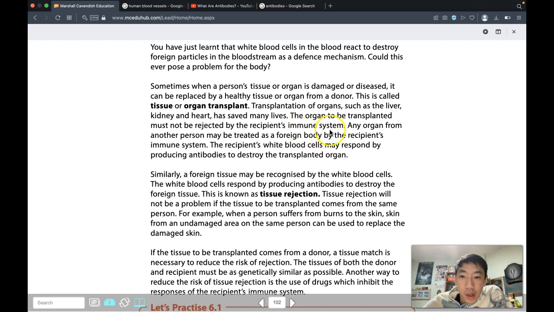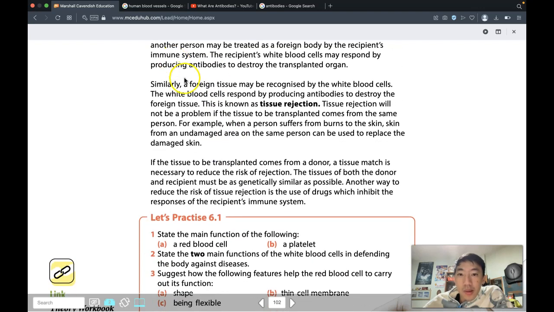Why? Because any organ from another person may be treated as a foreign body by the recipient's immune system. So the recipient's white blood cells may respond by producing antibodies that will destroy the transplanted organ. And this is the same for tissue also. The example is burn to the skin.